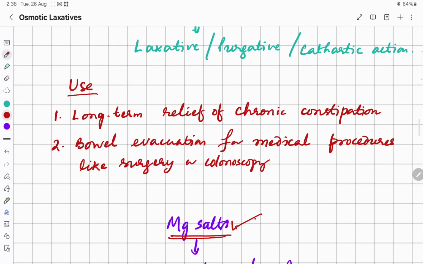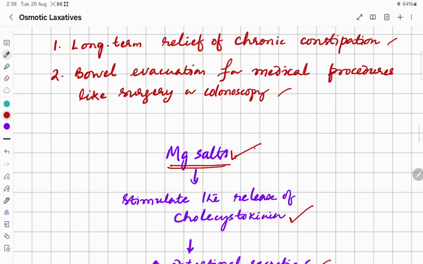So they can be used for long-term relief of chronic constipation, and particularly for medical procedures like surgery and colonoscopy. For bowel evacuation, we can use osmotic laxatives.